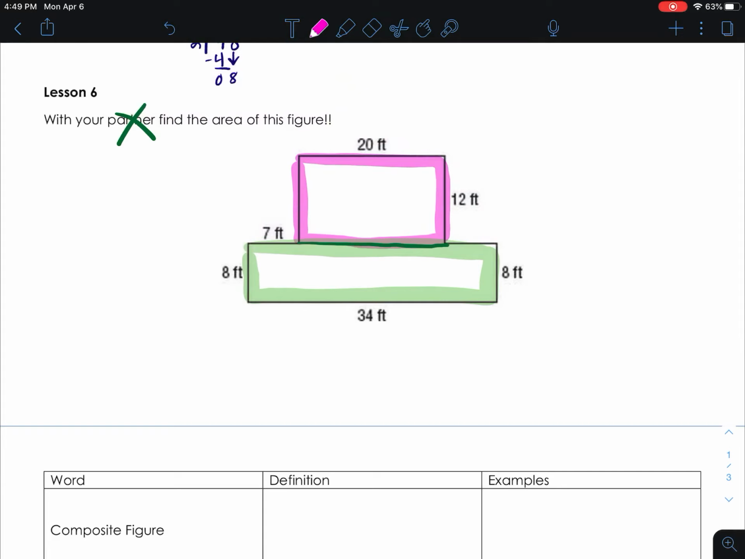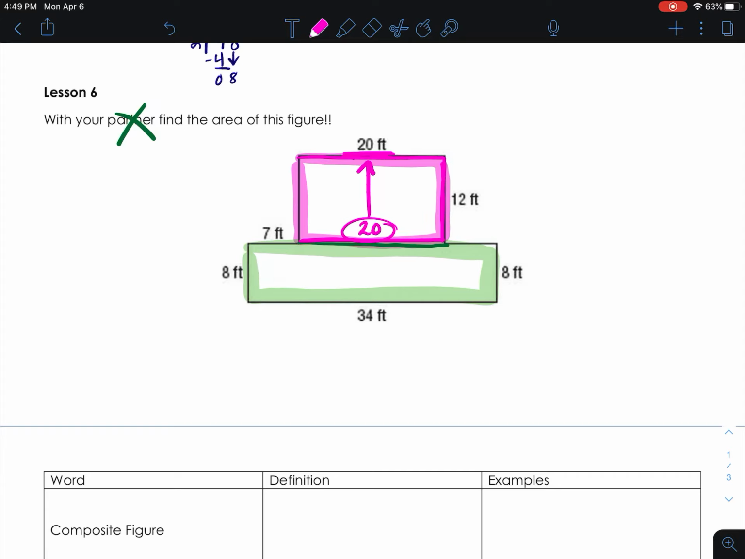So I'm gonna start off with pink. Since this is a rectangle, I need to use base times height. First of all, it doesn't have a number here. It doesn't have anything. But if you look across, there's a 20. That 20 and this here are the same length, so that should also be 20.